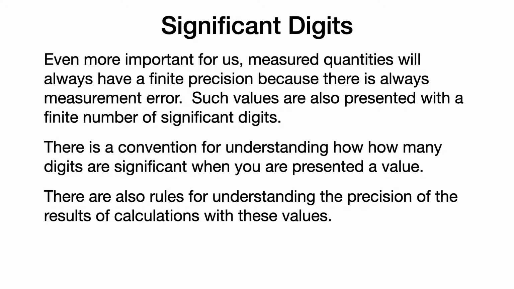What we want to understand here is how the number that is presented tells you which digits are and are not significant. We also want to learn about the rules used when we're calculating with numbers with finite precision to determine the precision and the number of significant digits in the final answer that we compute.